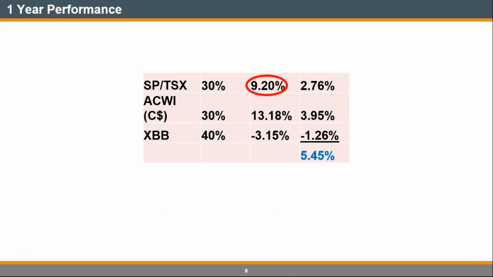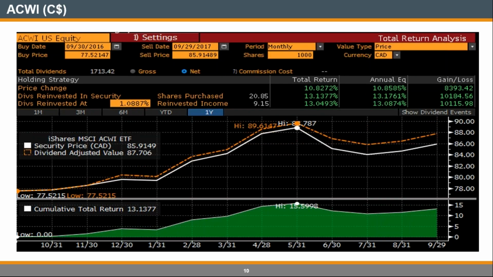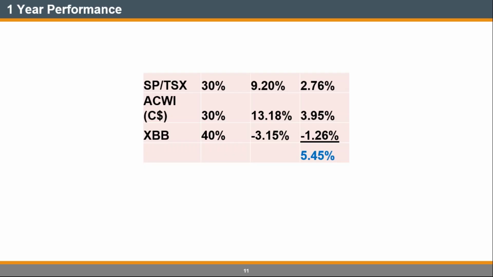Our next equity index is the ACWI ETF, or All Country World Index ETF, showing an annualized rate of growth of 23.4% over the last year. But this is in fact in US dollar terms, and because all of our client portfolios are consolidated in Canadian dollars, we need to make this adjustment. In Canadian dollar terms, because of about a 10% improvement in the Canadian dollar, this return gets reduced to a little over 13% over the last year. And there it is in our matrix.